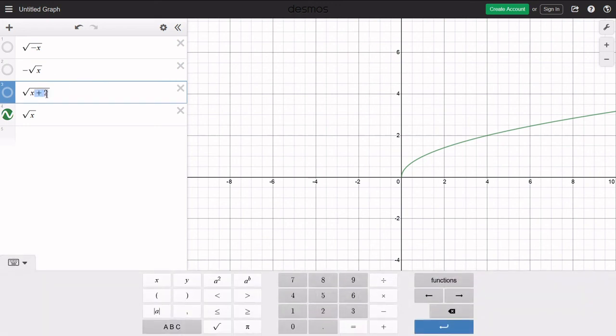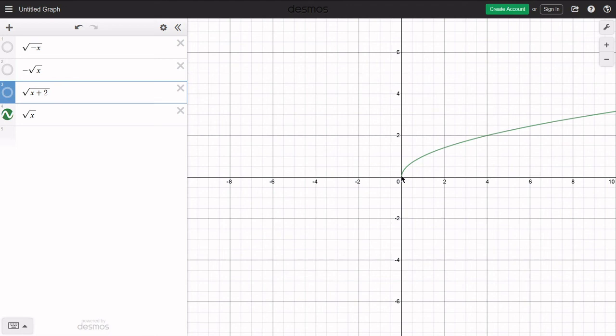So this +2 is really just going to shift it horizontally 2 units, and it's going to look the exact same function. So it should be like that.